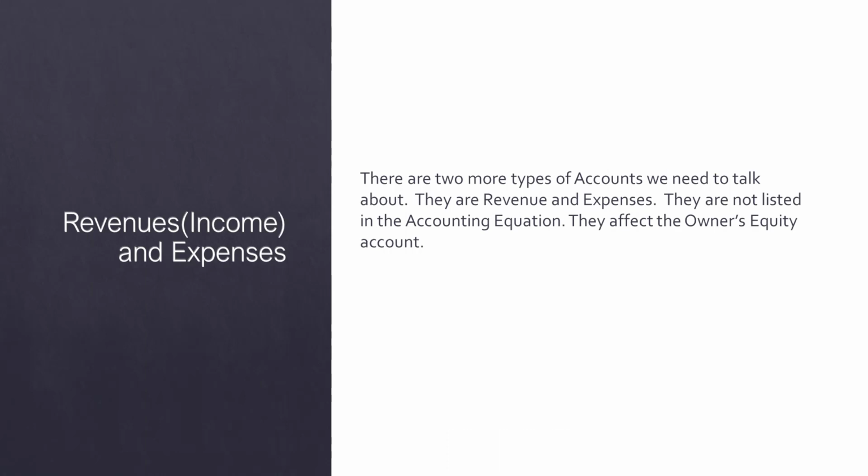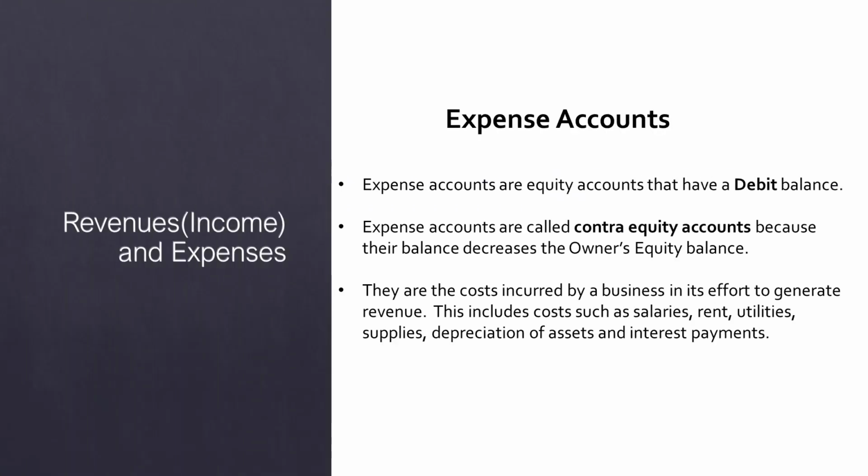There are two more types of accounts we need to talk about. They are revenue and expenses. They are not listed in the accounting equation. They affect the owner's equity account. Expense accounts are equity accounts that have a debit balance. Expense accounts are called contra-equity accounts because their balance decreases the owner's equity balance.